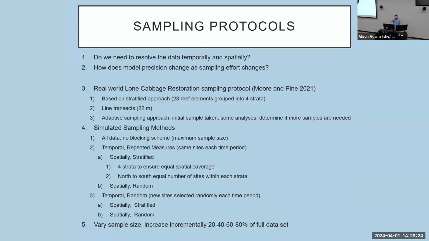Finally, I varied the sample size, increasing incrementally from 20, 40, 60 to 80% of the full data set. And so the idea here was, if I can create a simulation that represents simple post-restoration dynamics using the available spatial scale and the available environmental data that we have for Lone Cabbage, can I get that model to fit? If I can get that model to fit, at what level of sampling effort do I need? Because in all actuality, the actual post-restoration response of the Lone Cabbage Reef is much more dynamic than what was used in the simulation. So this represents a very simple case to see if this model would work.